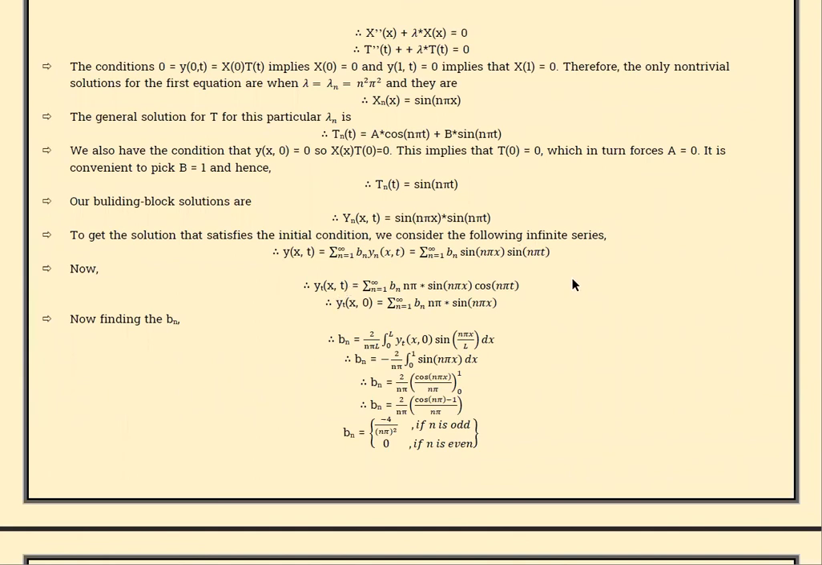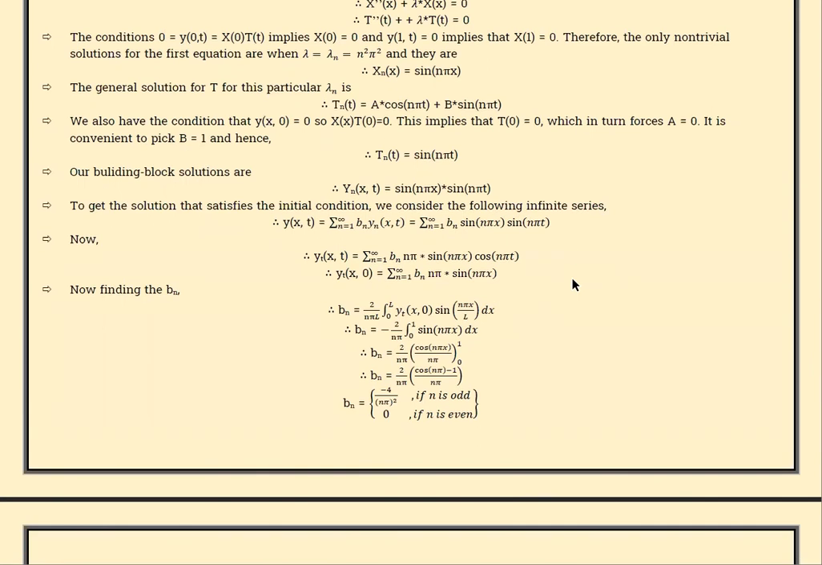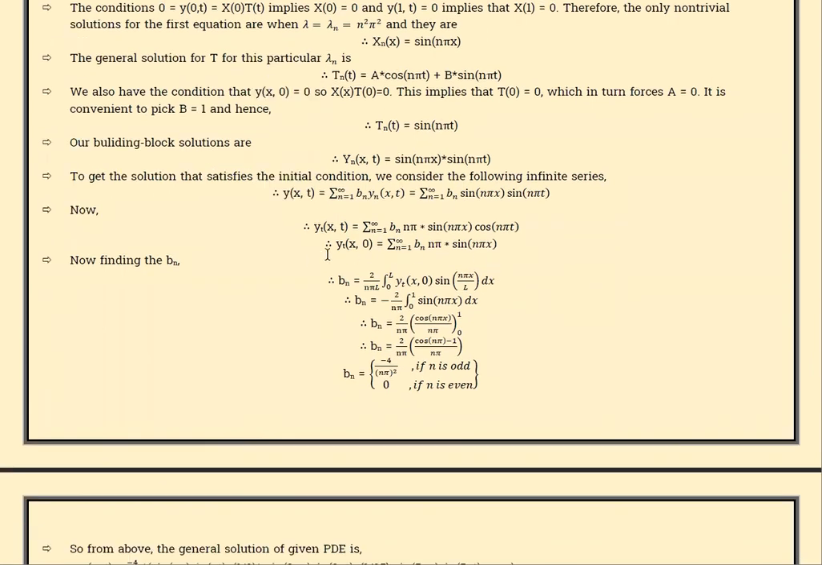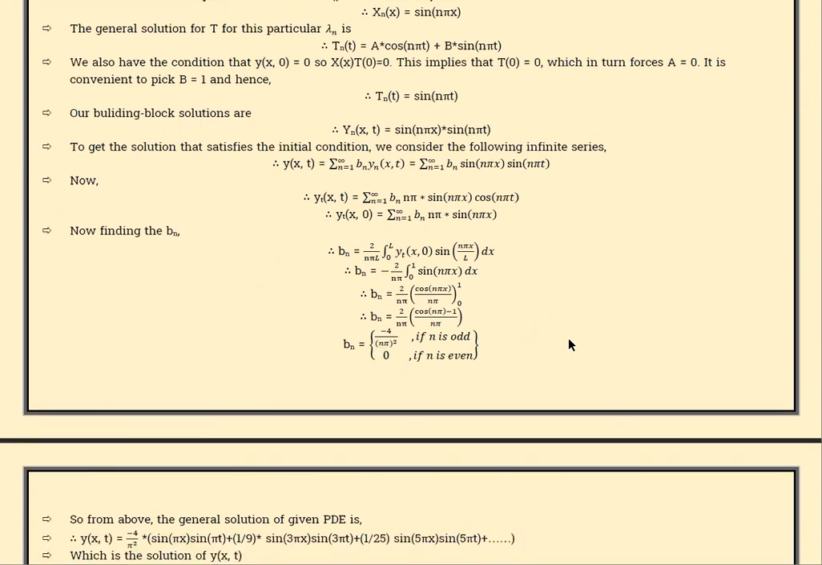Now we have also given the condition that yt of x comma 0 is equal to minus 1. From that we could find the value of bn, and that is given as follows. From that we get the value of bn is equal to minus 4 by n pi square if n is odd, and if n is even we get the value 0.